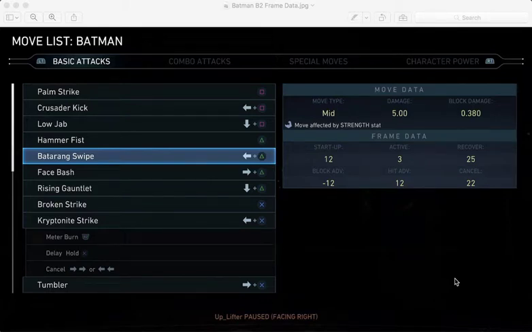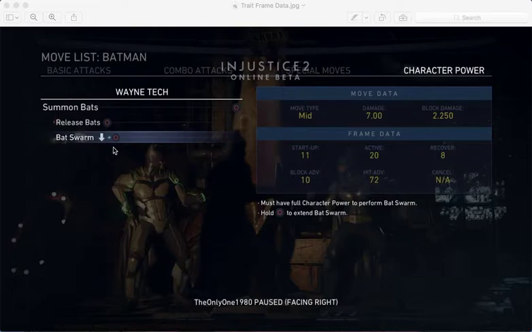Hi guys, this video is all about frame data in Injustice 2. To showcase this concept, we'll be looking at two of Batman's moves. His back plus triangle move, right here, also known as his back 2, and his down plus circle move, also known as his down 4.